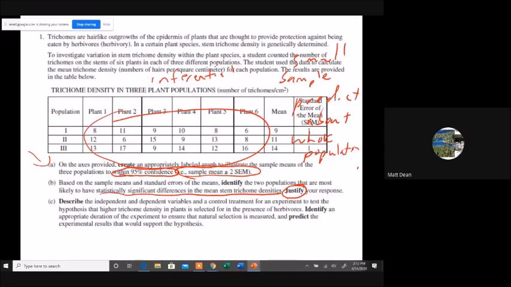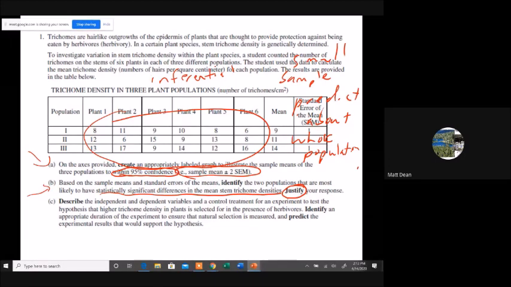So we might say the two populations that are most likely to have statistically significant differences in mean stem trichome densities are populations 1 and 3. And then the justification is going to be because their confidence intervals do not overlap. Their 95% confidence intervals do not overlap. And really, that one sentence is all it takes to answer part B. You don't really need to say any more than that.